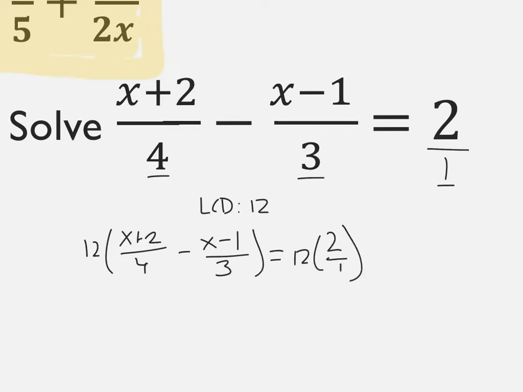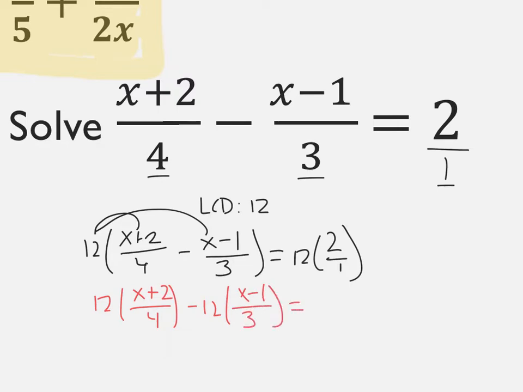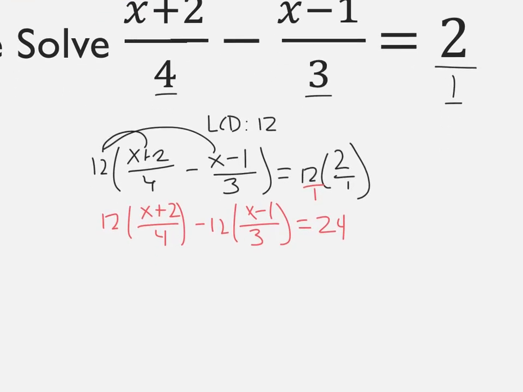And remember, I'm going to distribute on the left side. So we'll have 12 times x plus 2 over 4 minus 12 times x minus 1 over 3 equals, and I can go ahead and multiply the right side, 24. Now we will simplify our fractions by reducing them. And we know 4 goes into 12 3 times, so we'll have 3 times x plus 2. 3 goes into negative 12, negative 4, and then we'll have times x minus 1 equals 24. And then this becomes an equation that's simple for us to solve.